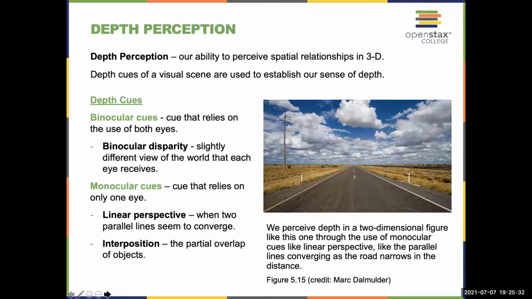And then there are the monocular cues, sorry. That's the cue that relies only on one eye. So that's your linear perspective, for example, like the picture that we have here. It's when two lines seem to converge. We're looking down the road and at the end, it seems like everything comes to a point. And then there's interposition, which is the partial overlap of objects. So those are your monocular cues. And so why is depth perception important?